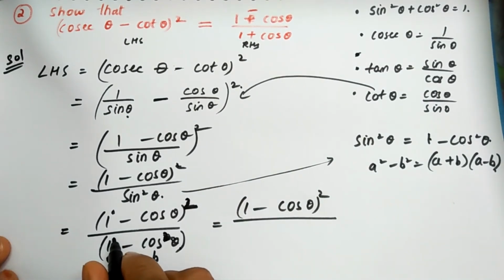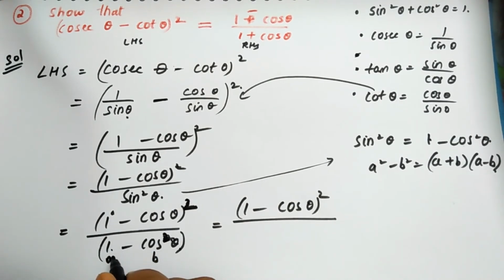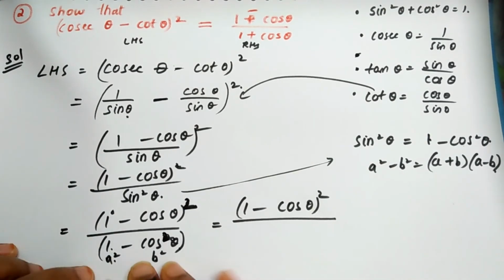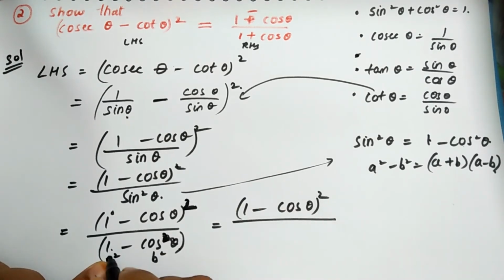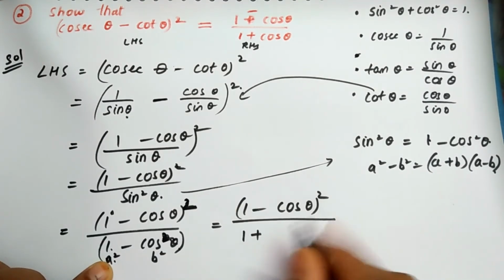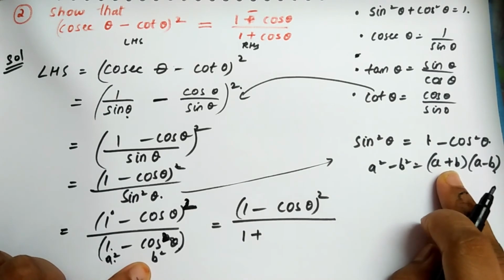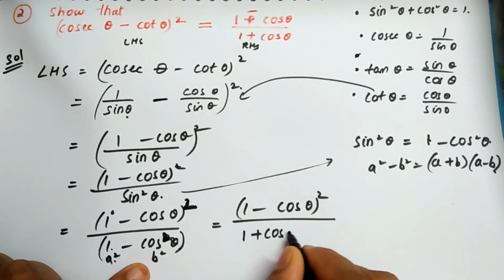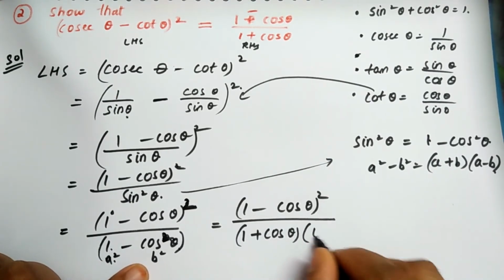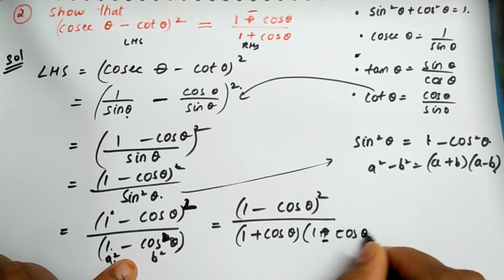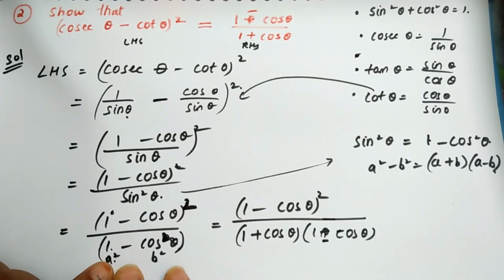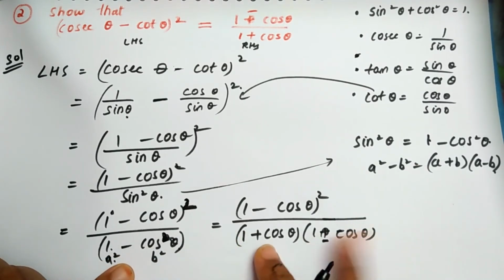Nothing is given for the 1, which means that 1 square is 1, 1 cube is 1, so there's no problem adding a square here. So we apply the a square minus b square formula. What is a here? 1. What is b here? Cos theta. We simply use this a square minus b square formula here and expand it.